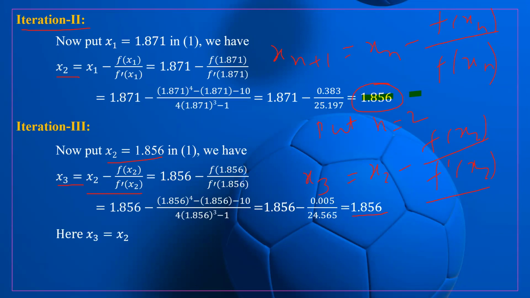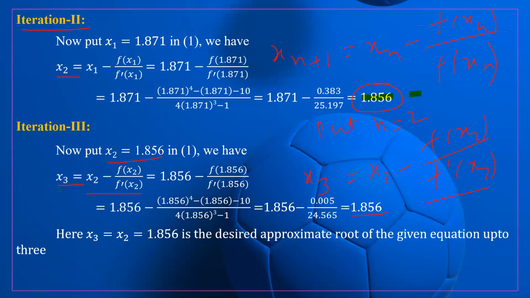So here x3 is equal to x2, which is equal to 1.856, is the desired approximate root of the given equation up to 3 decimal places. So this is our answer. If we compare with the bisection method and the Newton-Raphson method, definitely by the Newton-Raphson method we can get our answer very fast, within 2 to 3 steps, right? So this is the example of an algebraic equation.